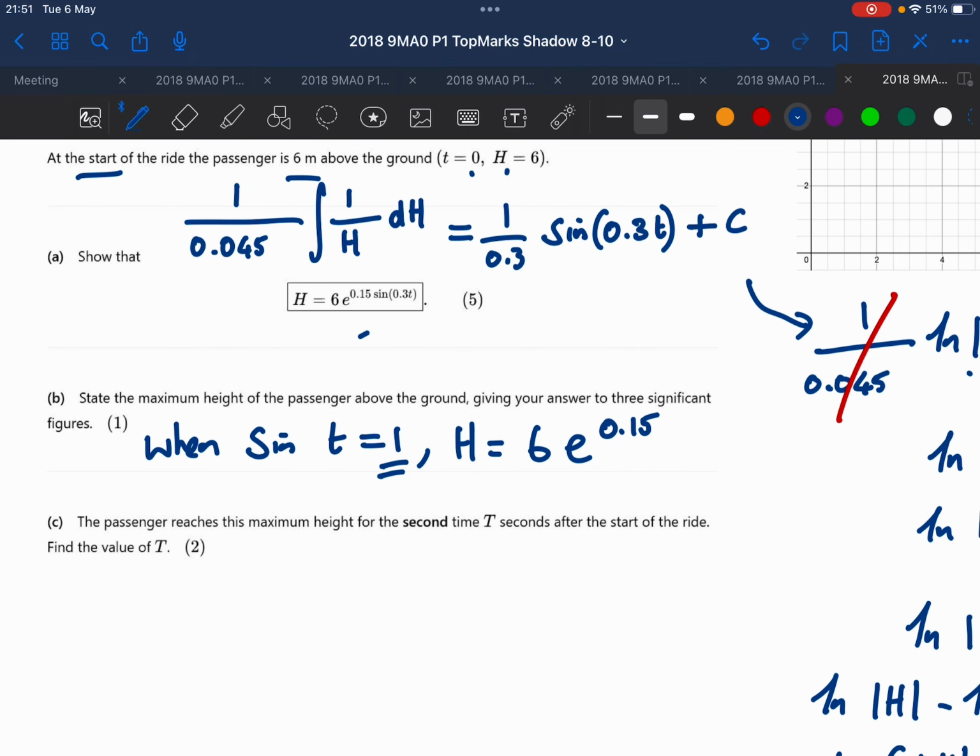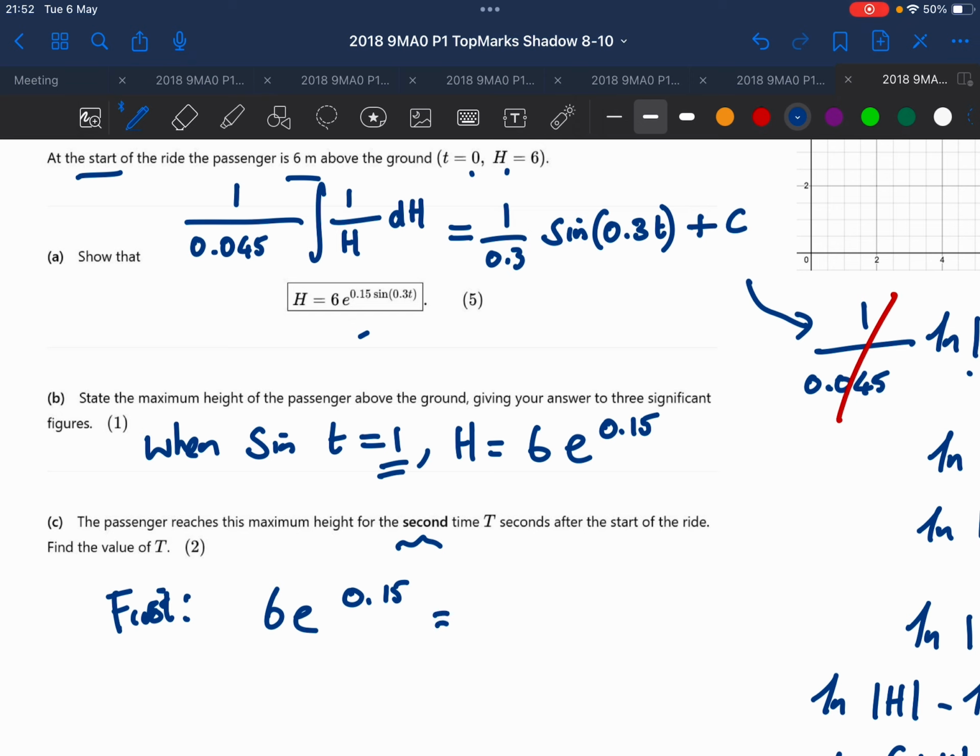The passenger reaches the maximum height for the second time, t seconds after the start of the ride. Find the value of t. Now that is an interesting one. It might be helpful to think about the first time when this happens. So the first time is when 6e to the 0.15 is the answer.